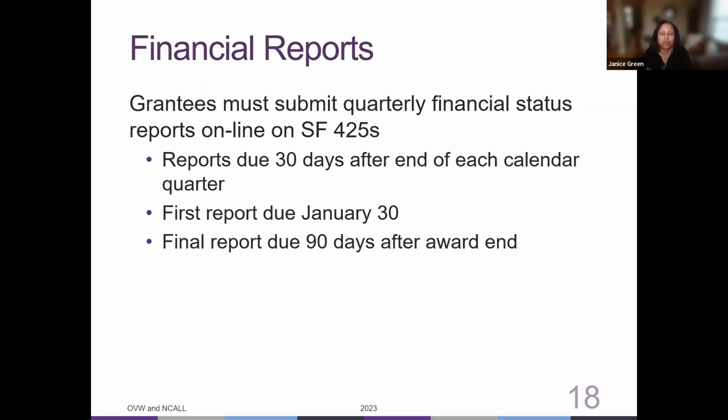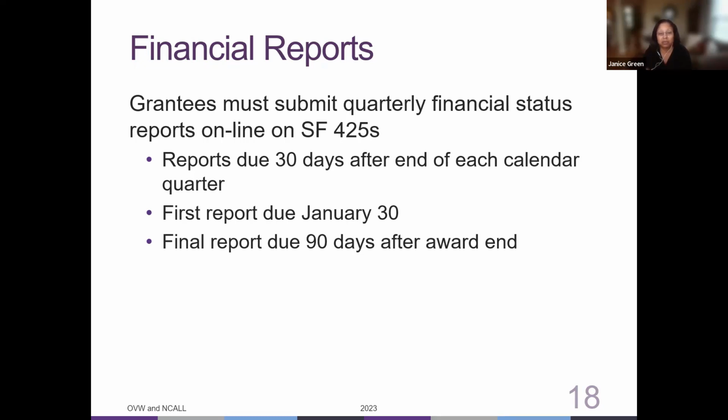So financial reports. Grantees are required to submit SF 425s 30 days after the end of each quarter. So your first quarter under the grant would have been October, November, December. So by the 30th of January, your financial report is due. And that's going to go throughout. At the end of each quarter, you have 30 days after.